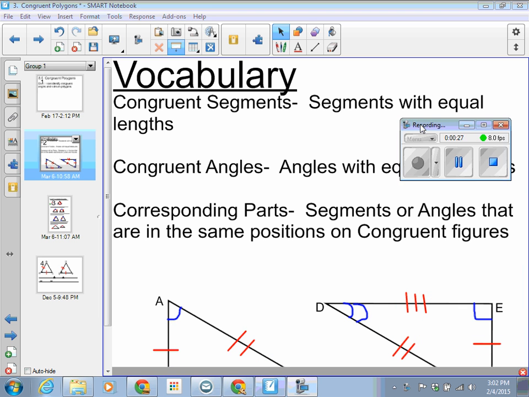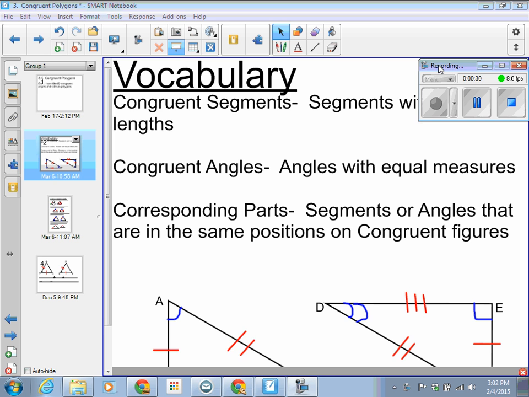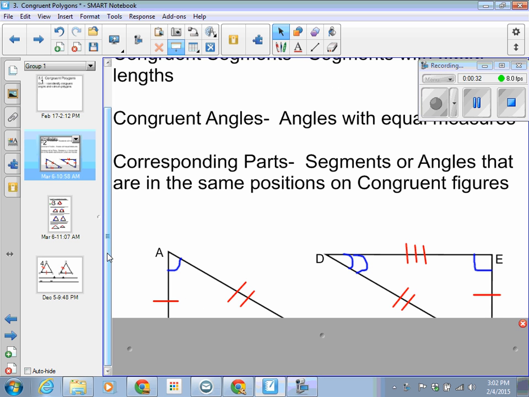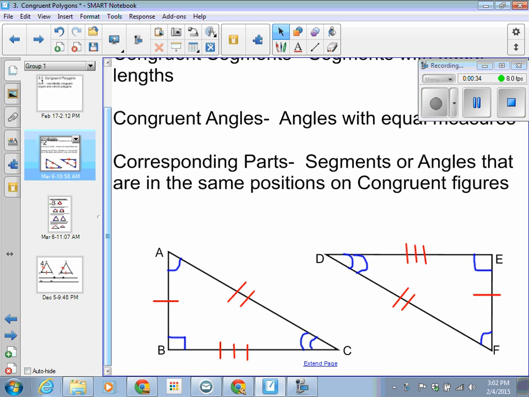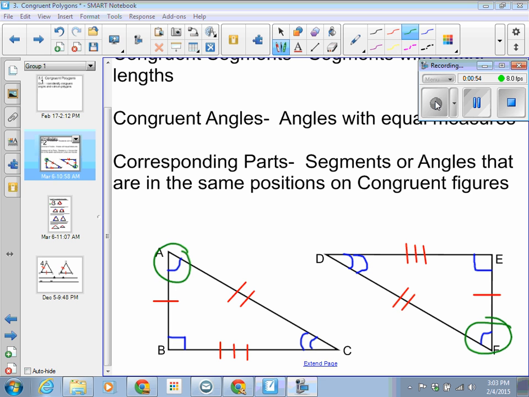So for example, we have these two triangles. These are congruent, so I'm going to go ahead and indicate congruent parts. We've got angle A has one tick mark, and angle F also has one tick mark. Therefore, they're congruent. So I'm just going to write angle A is congruent to angle F.